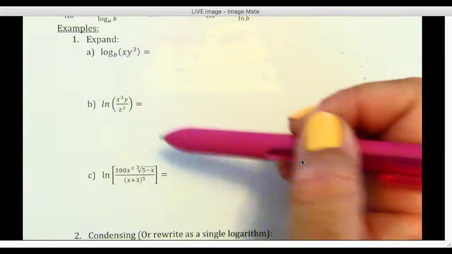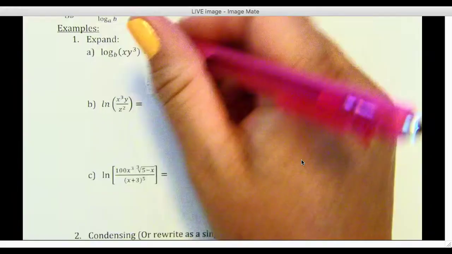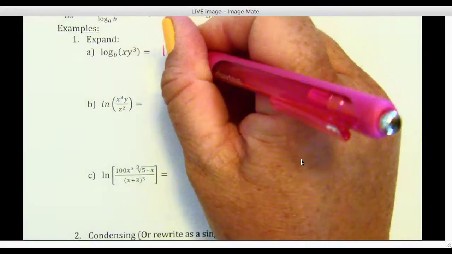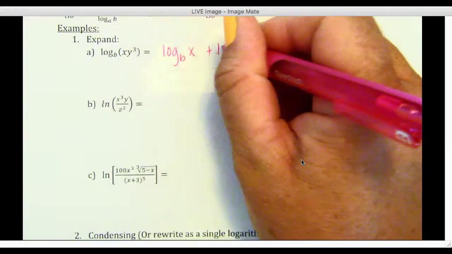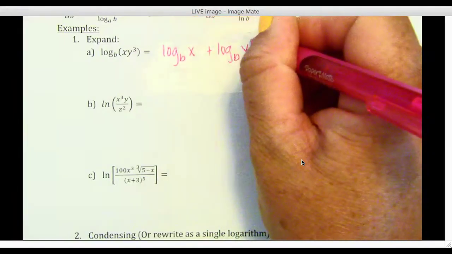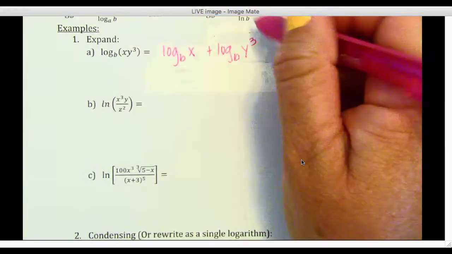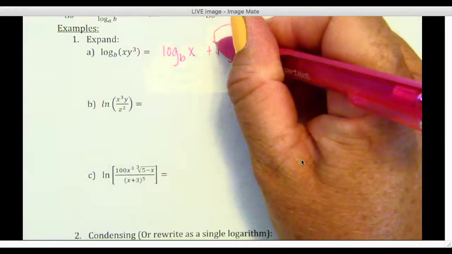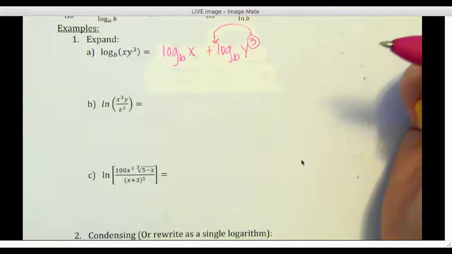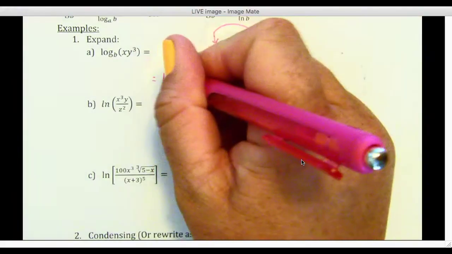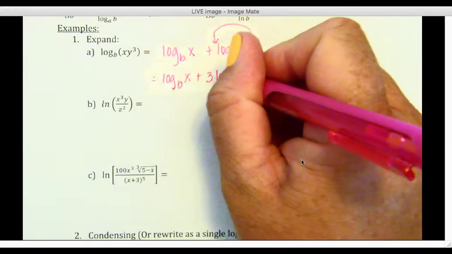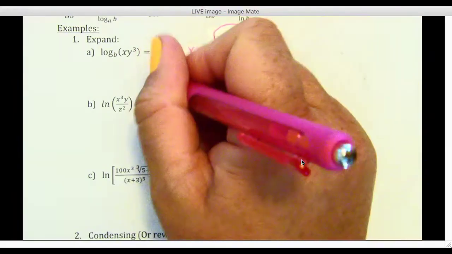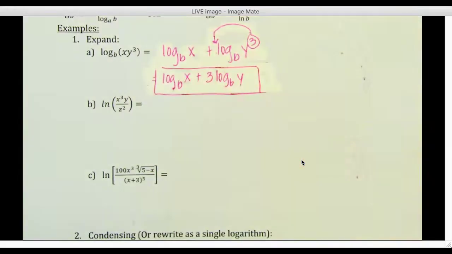So we have x times y cubed. I'm going to use my expanding properties and write that as log base b of x plus log base b of y cubed. And we are almost there. We have just one more step. My exponent, using that power rule, can come out front. And so this would be log base b of x plus 3 times log base b of y. And that is this logarithm expanded as much as it can possibly be expanded.